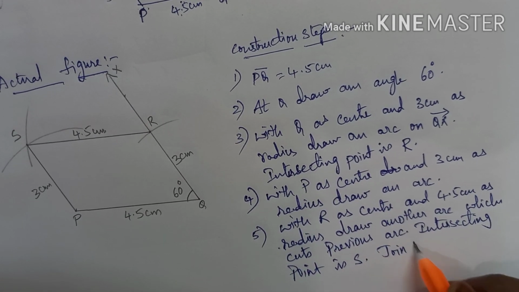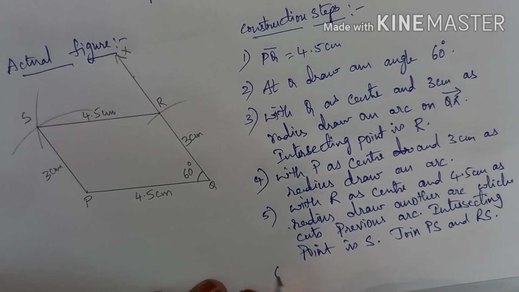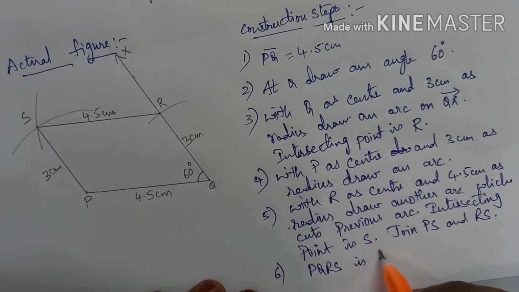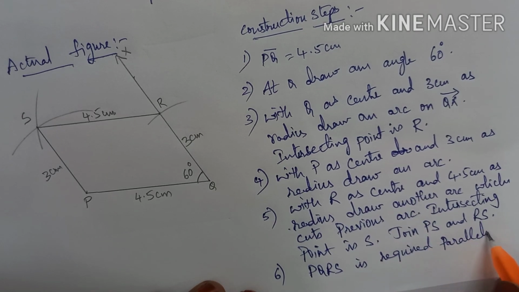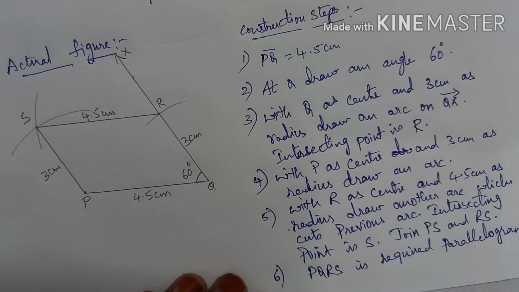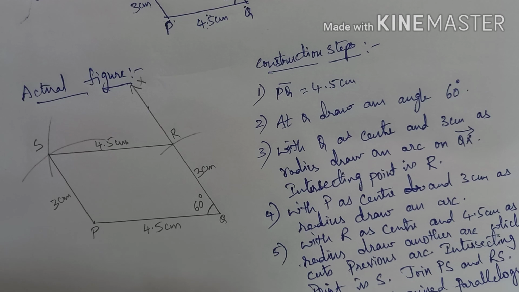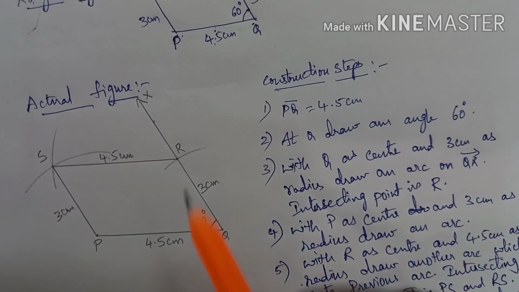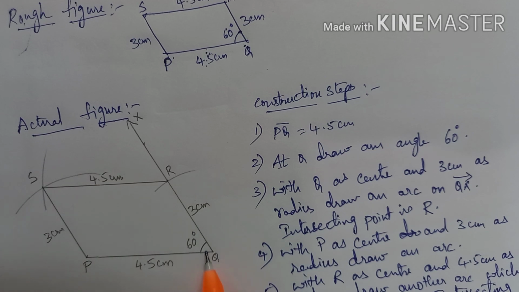Join PS and RS. So PQRS is our required parallelogram. Okay, children. So here this is the first method of constructing the quadrilaterals using four sides and one angle. Four sides and with one angle.